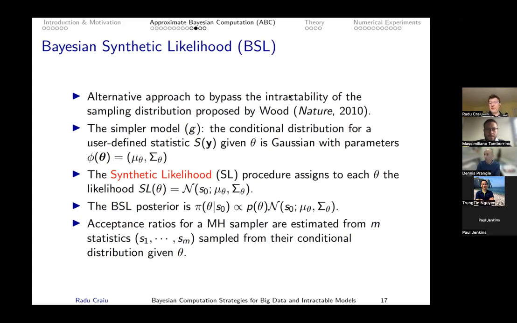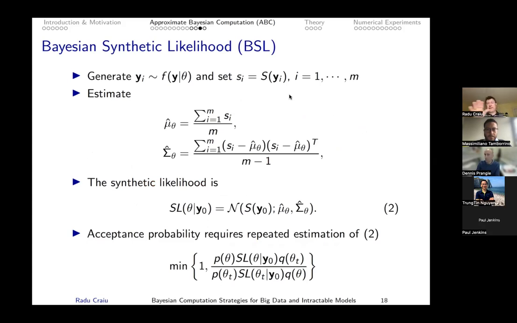Okay, so the acceptance ratios. So let's forget about the last sentence on the slide. Let's start from here. So how would we sample from that posterior? We would use again an MCMC, a Metropolis Hastings, and in order to do that, we need to compute the synthetic likelihood. And in order to compute the synthetic likelihood for each value of new theta, we will need to compute mu and sigma, and these will be based on generations of pseudo data, right? You generate pseudo data, m of them, you compute the statistic, and then you estimate mu and sigma trivially, but this again implies a lot of generation.